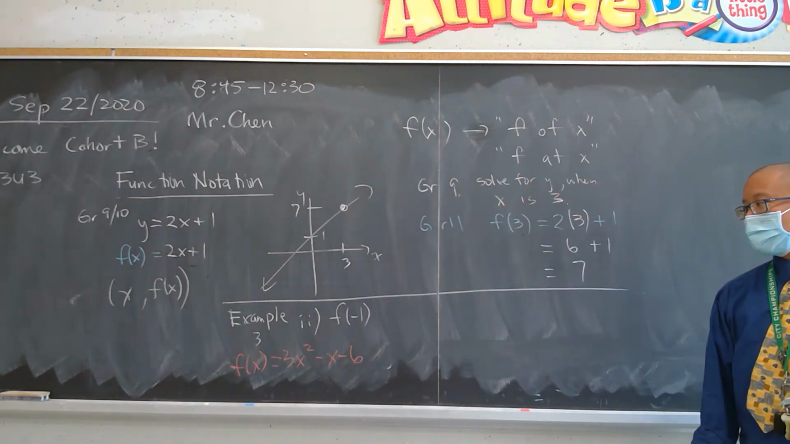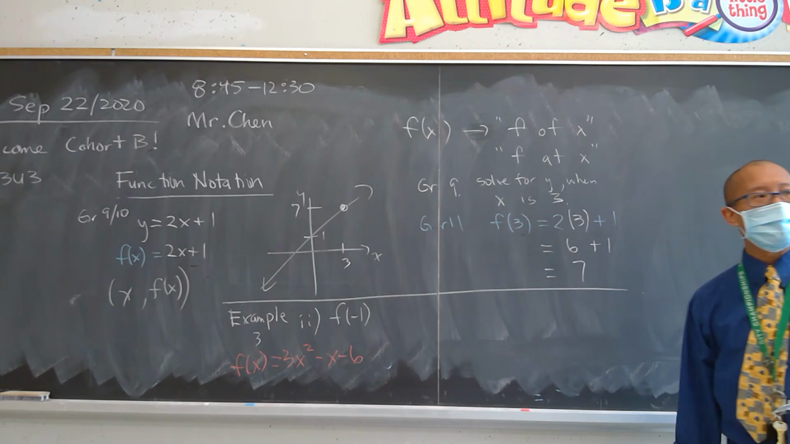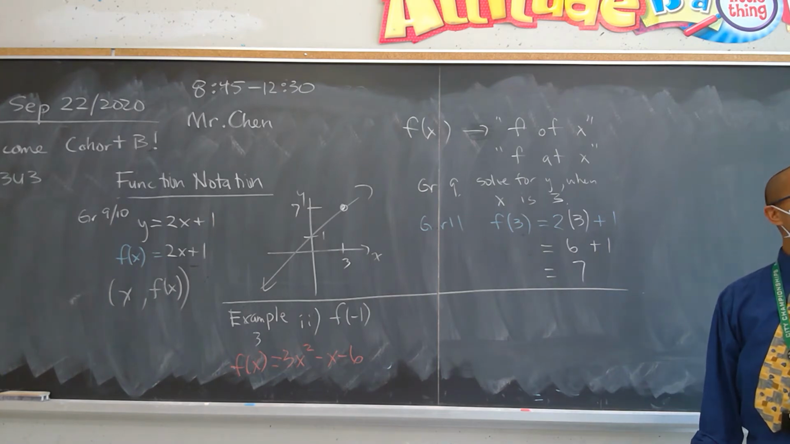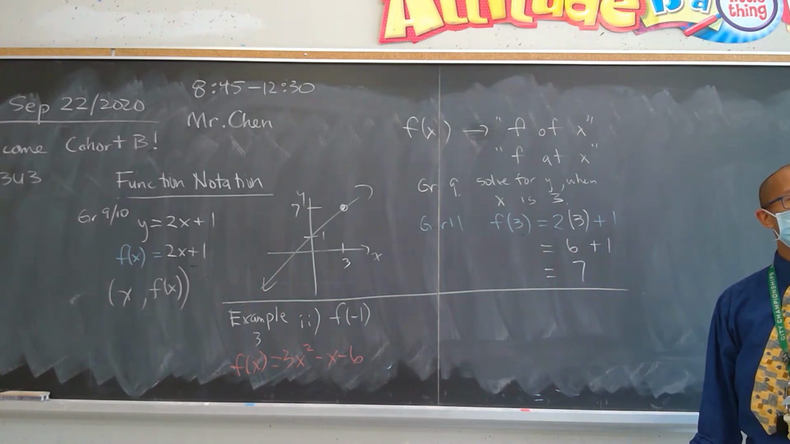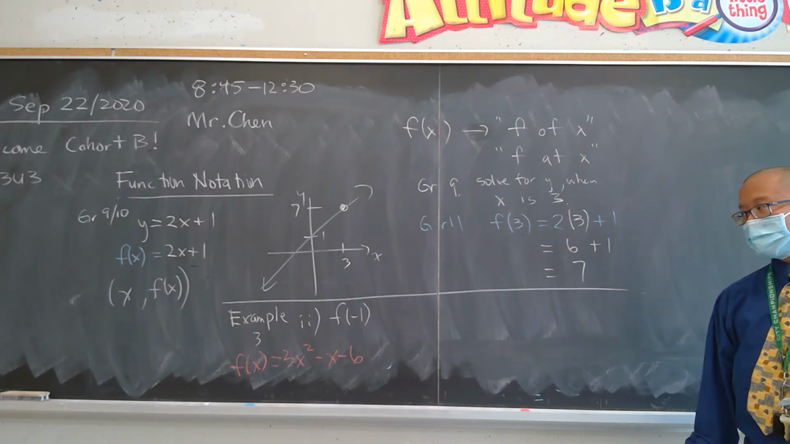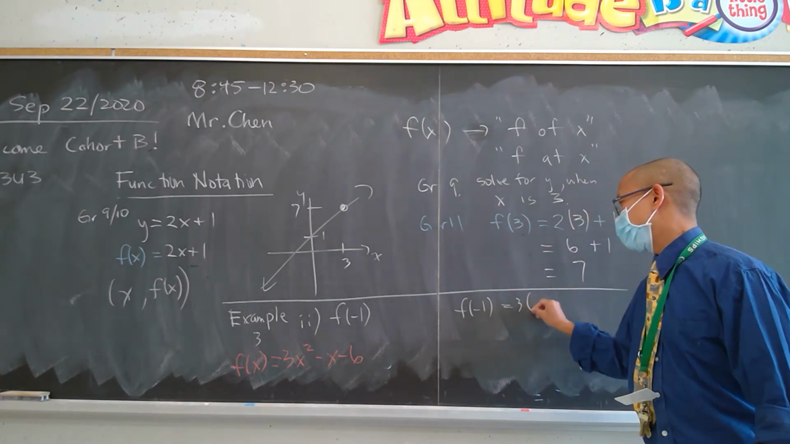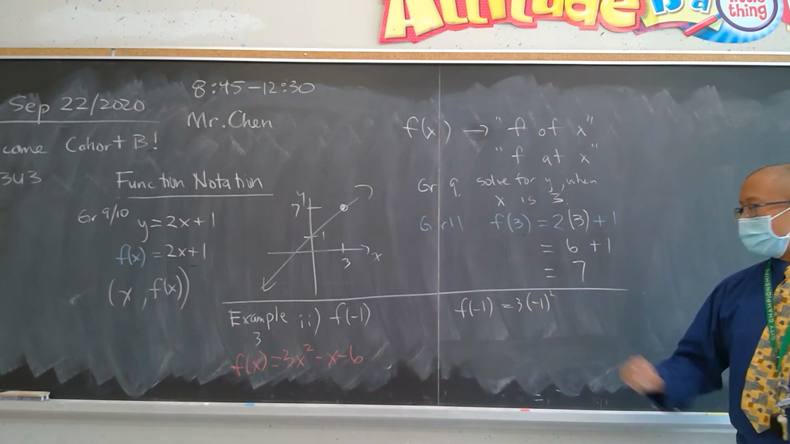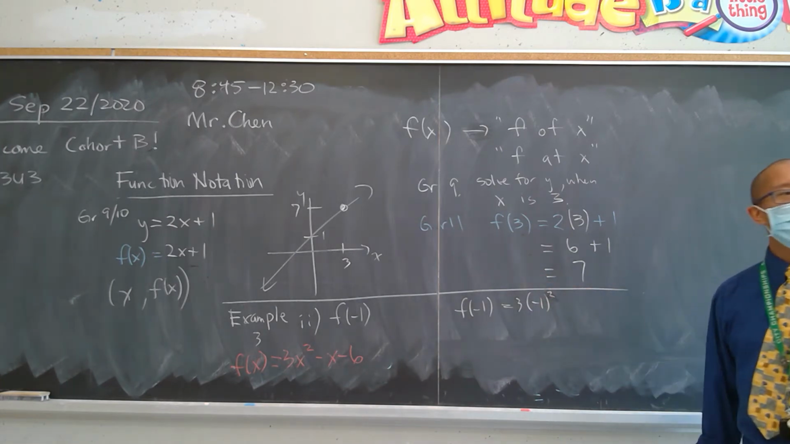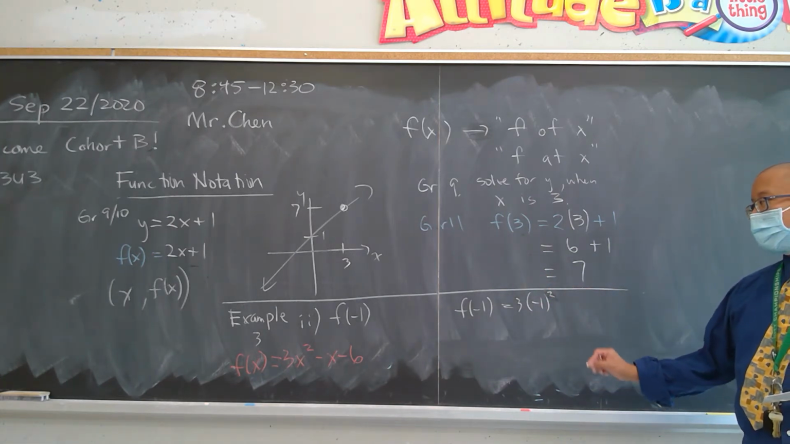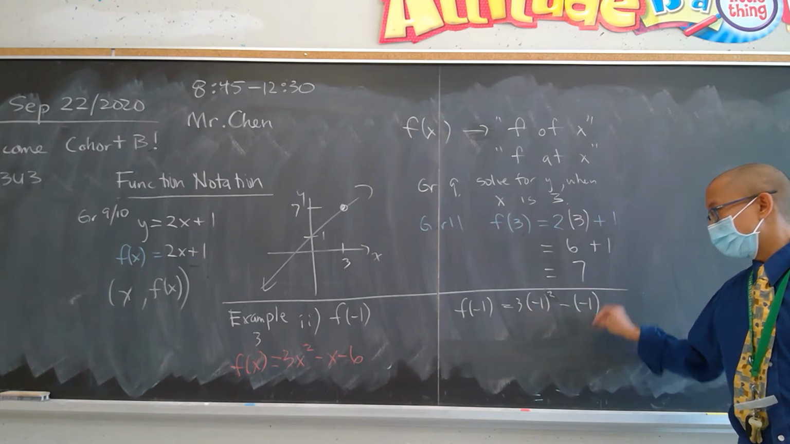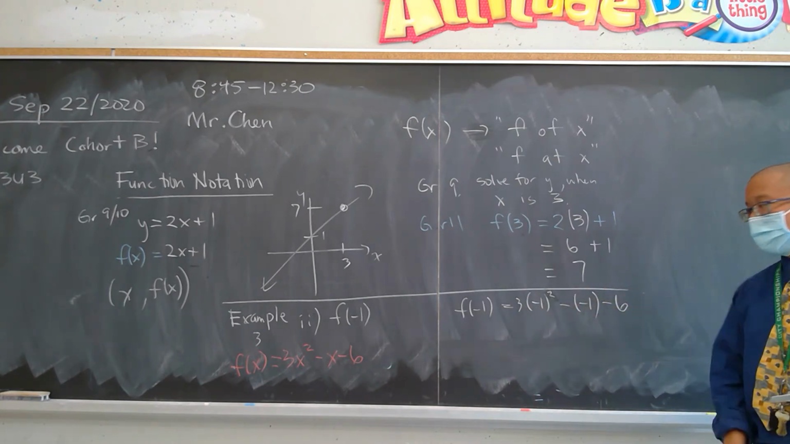Can I get a volunteer to tell me what would I do to solve for this? And I'm using example 2. What do you think we would do? Any volunteer? Jen? First you would do 3 times 1 squared by 2. Hold on. Let's do a substitution first. Is that okay? Okay. And then minus -1 minus 6. Let's just pause there. Everyone okay?